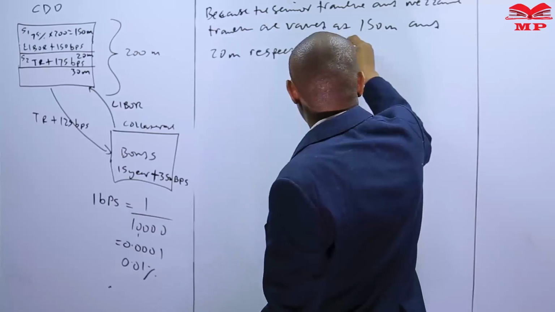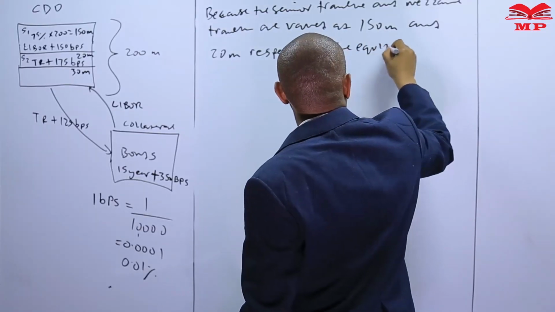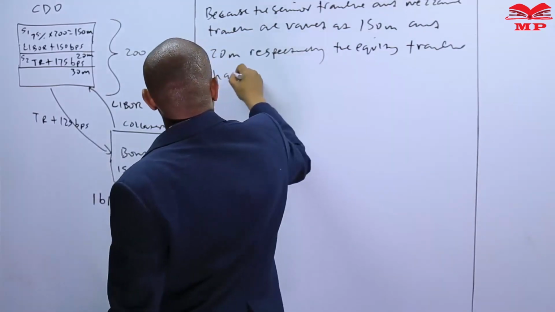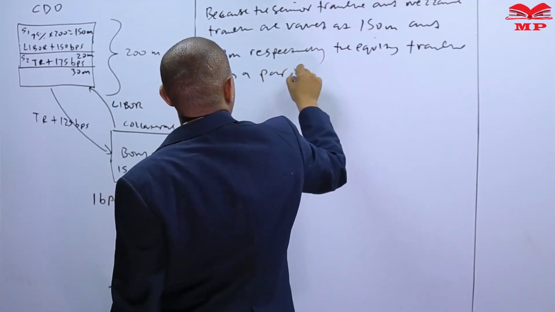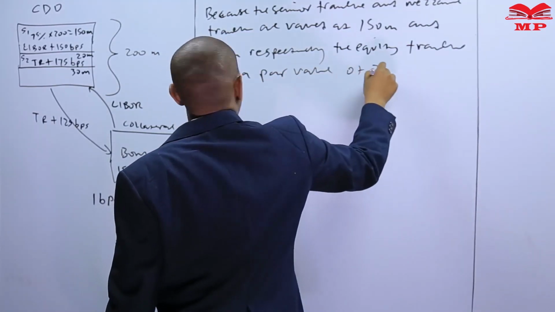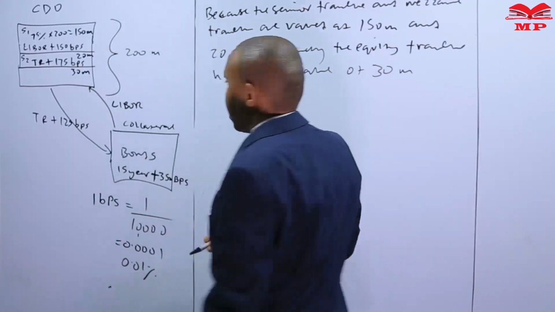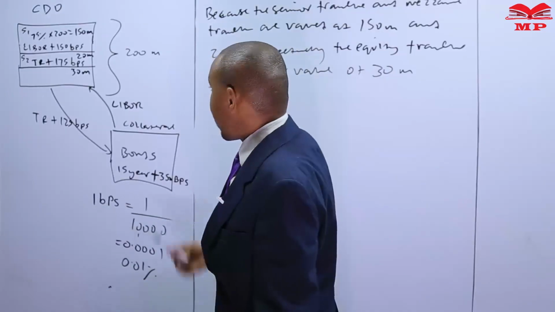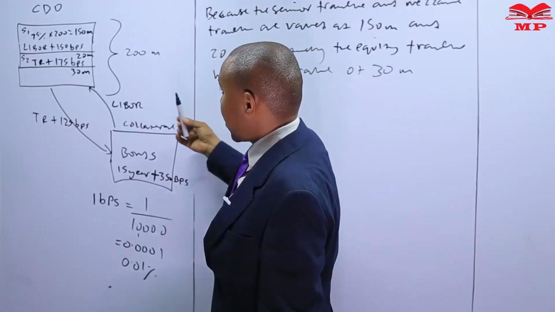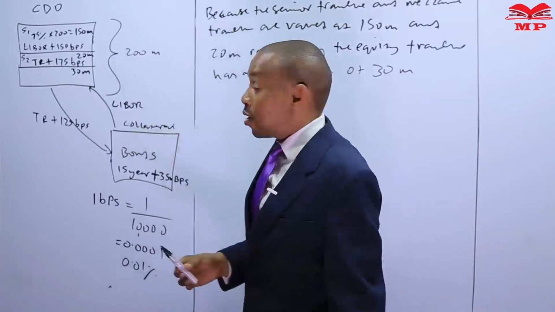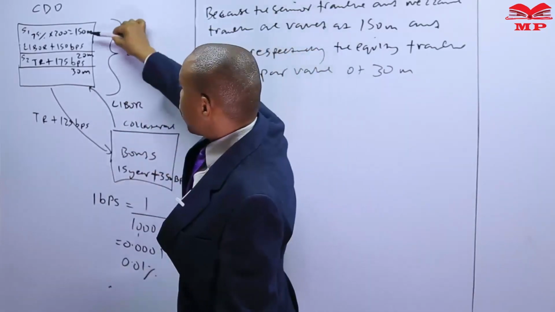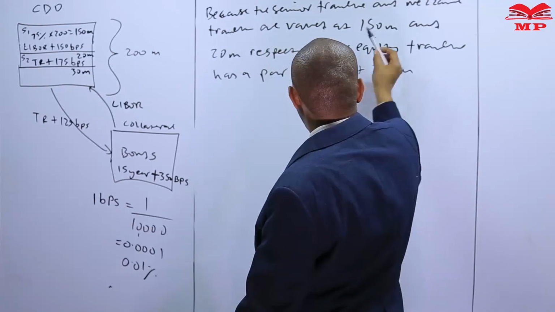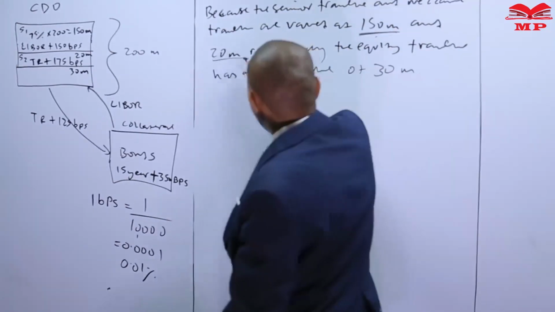That is what we've actually explained right over here. We don't really need to explain, but I'm just putting it in words so that you can understand in relation to this diagram here. So this is 150 million. We're saying the senior tranche and the mezzanine tranche are valued at 150 million and 20 million respectively.